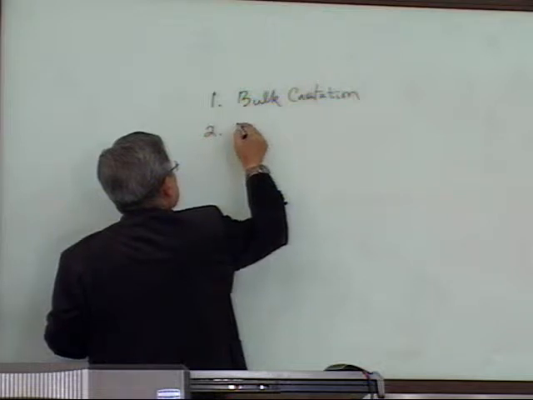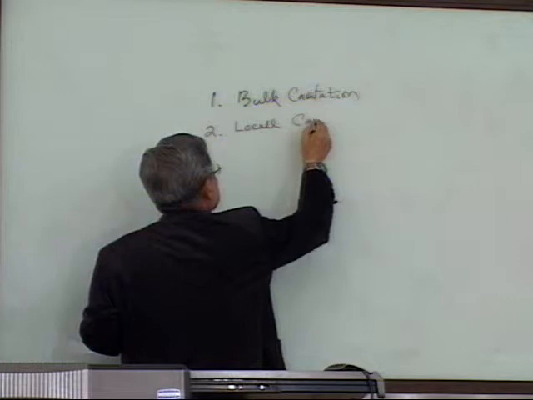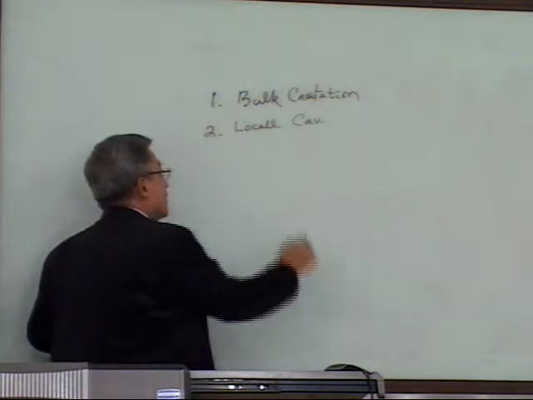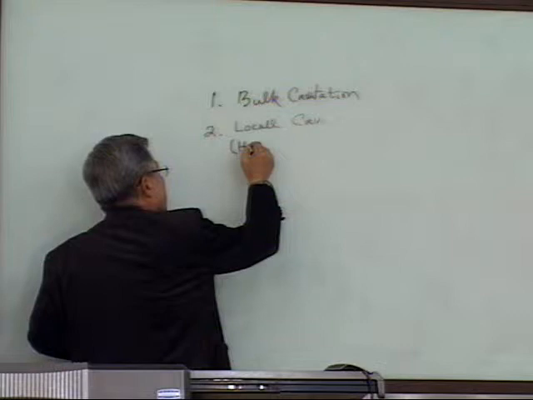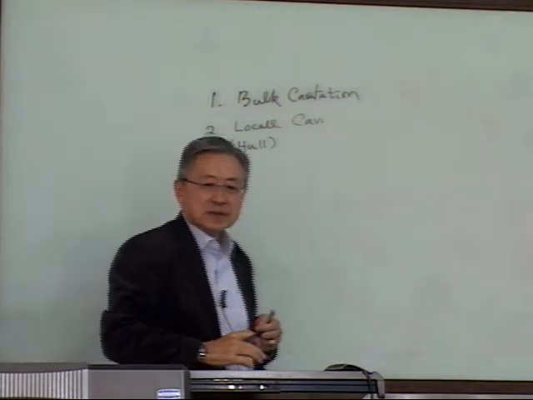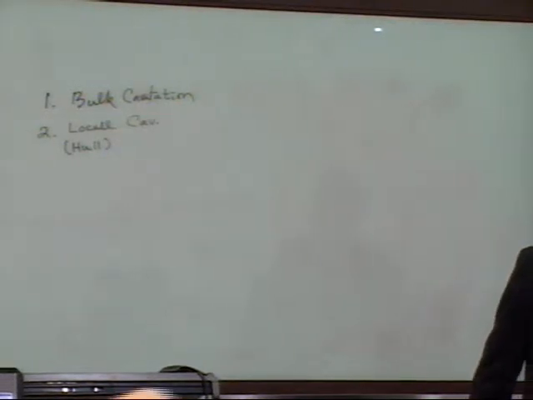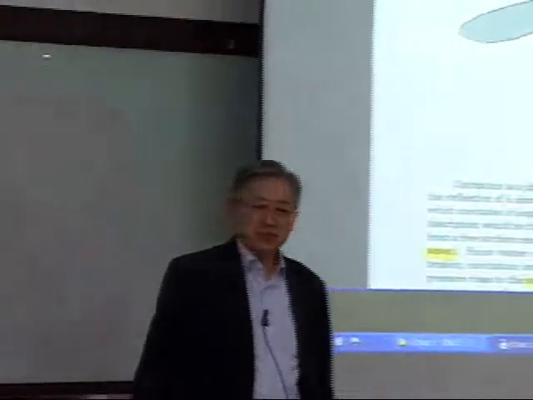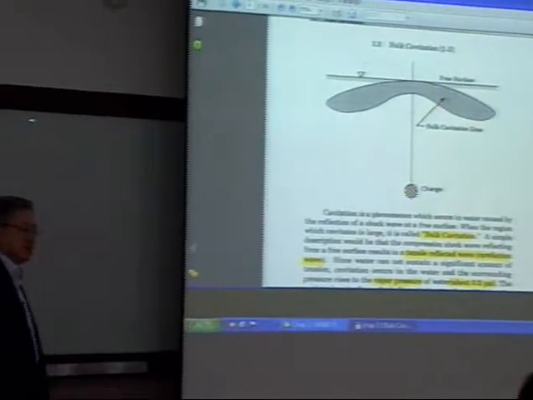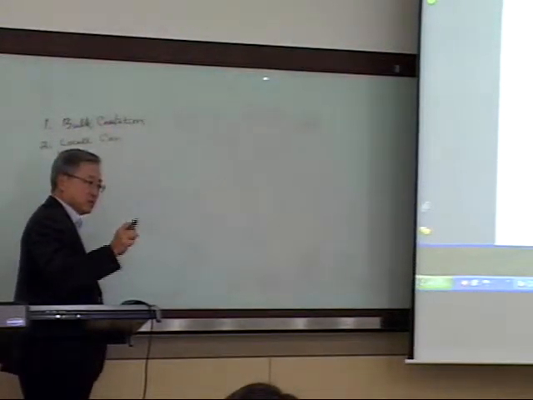Another type is local cavitation. Some people call it hull cavitation. Two different kinds. So I'm dealing with bulk cavitation right now. A local cavitation, if you look at the principle, is very easy to understand. Cavitation occurs when you try to pull the water.